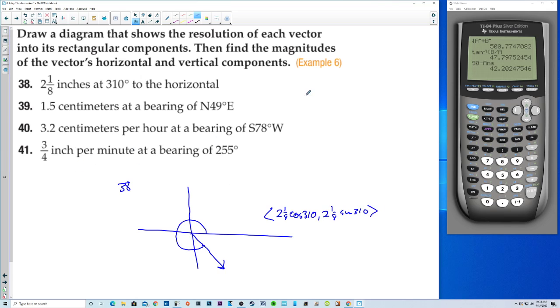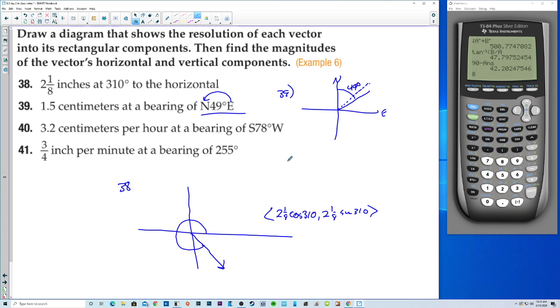How about let's do number 39. It's got a different measurement here. And this says, the way I read it is 49 degrees east of north, on the east side of north. So 49 degrees, here would be 45, let's say halfway. So 49 would be, let's say here. And this would be the 49 degrees on the east side of north.